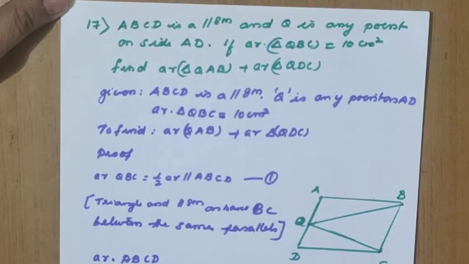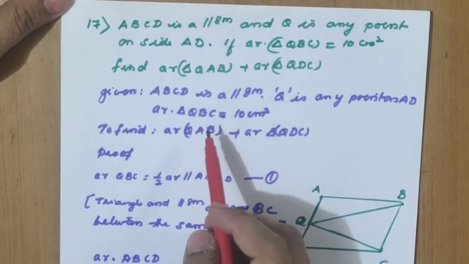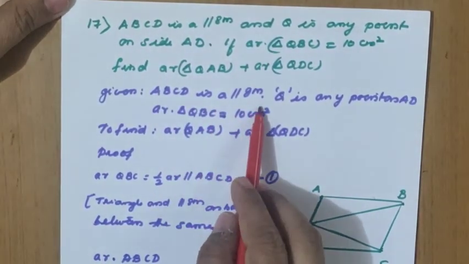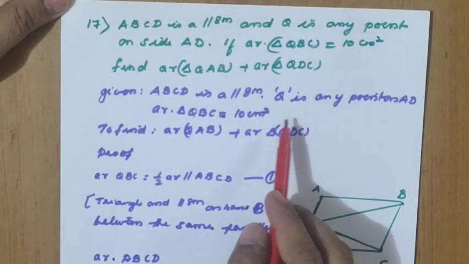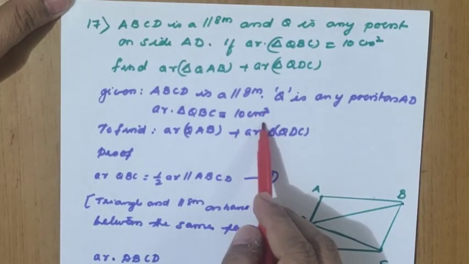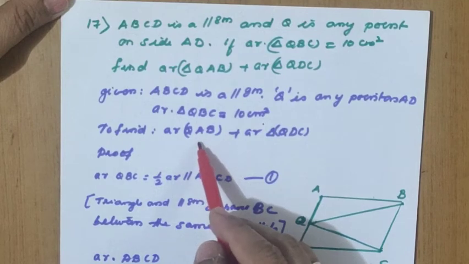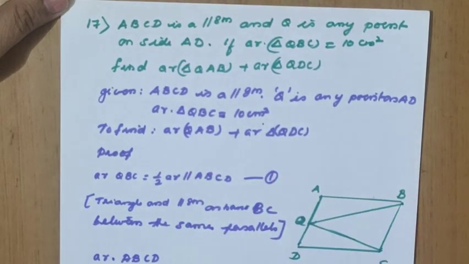So we will complete what is given and what is to be proved. Given: ABCD is a parallelogram, Q is any point on AD, area QBC equal to 10 cm square. To find: area QAB plus area QDC. Now let us see the proof.